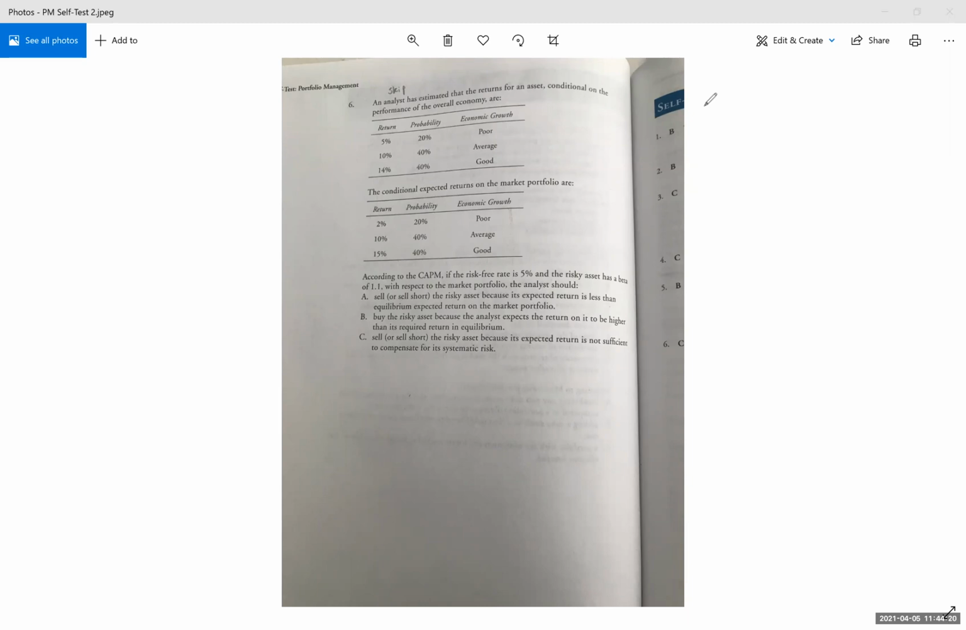all the different skills involved in this one. And this is a really good question because it combines a lot of different formulas and theories that you're going to have to know about. So this is a great practice question here.